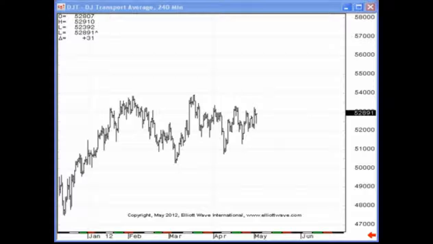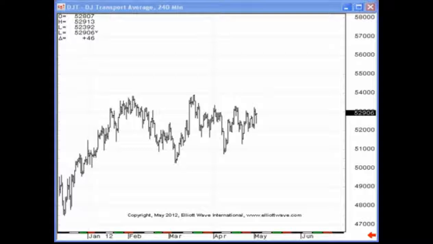The last few days we've been learning a lot about triangles. We learned that, number one, a triangle is one of three corrective Elliott wave patterns. We have zigzags, flats, and triangles. Of the triangle family there are three different types: contracting triangles, barrier triangles, and expanding triangles. A variation of the contracting triangle that we examined was also referred to as a running triangle.